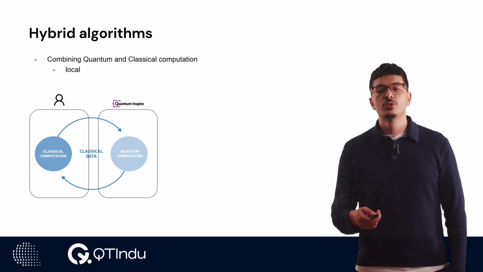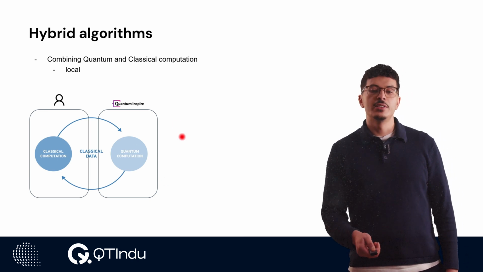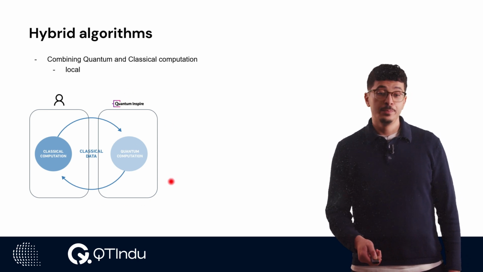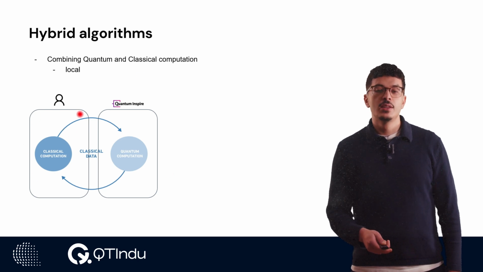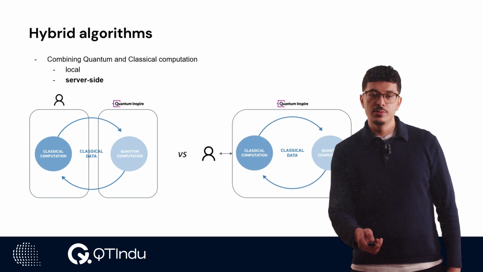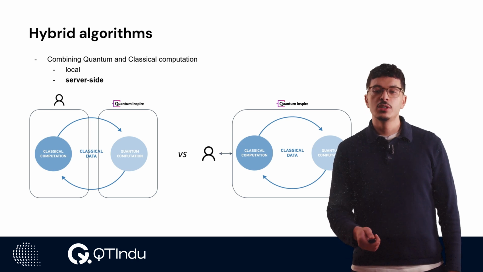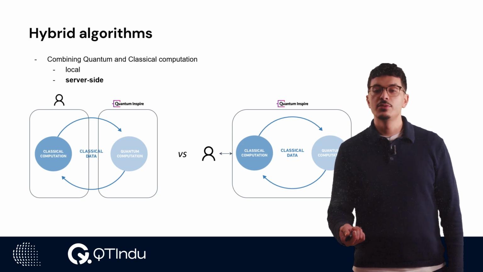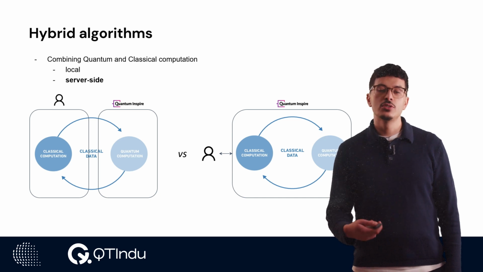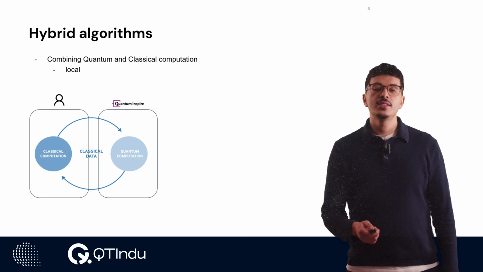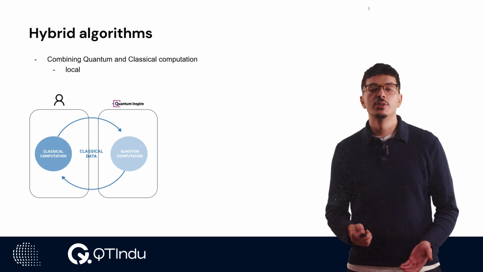You would upload your algorithm to the Quantum Inspire platform, and you would run the classical computations on your own side. With hybrid algorithms, this becomes the following. You upload a complete algorithm to the Quantum Inspire platform, and both the classical and quantum parts are executed on the server side.